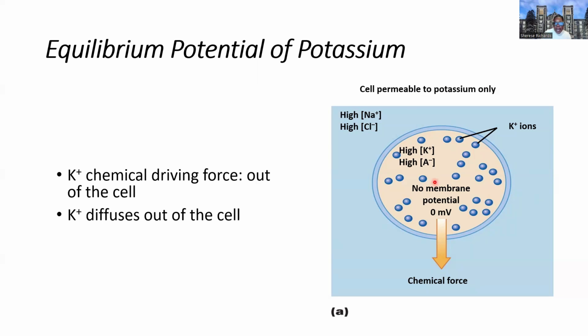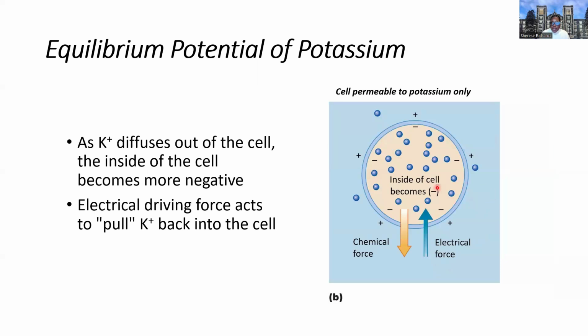Let's start with its chemical driving force. Because we have potassium ions, more of a concentration inside the cell, the concentration gradient for potassium is out of the cell. Higher concentration inside the cell, lower concentration outside the cell. And so potassium's chemical driving force is in a direction that is out of the cell, which is passively or spontaneously.